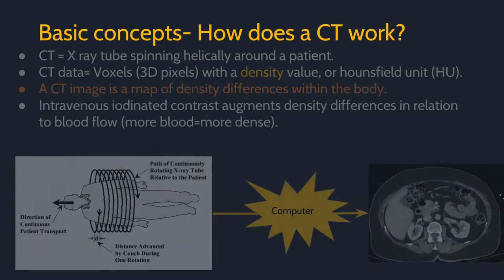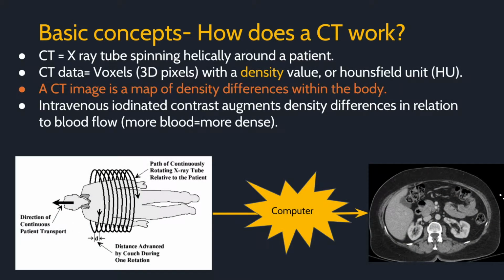I think of CT in simple terms. A CT is just an X-ray tube that spins around the patient in a helix. The data from the CT is in density, or Hounsfield units. So a CT is a map of density differences within the body. IV contrast augments the density differences in the body in relation to blood flow.